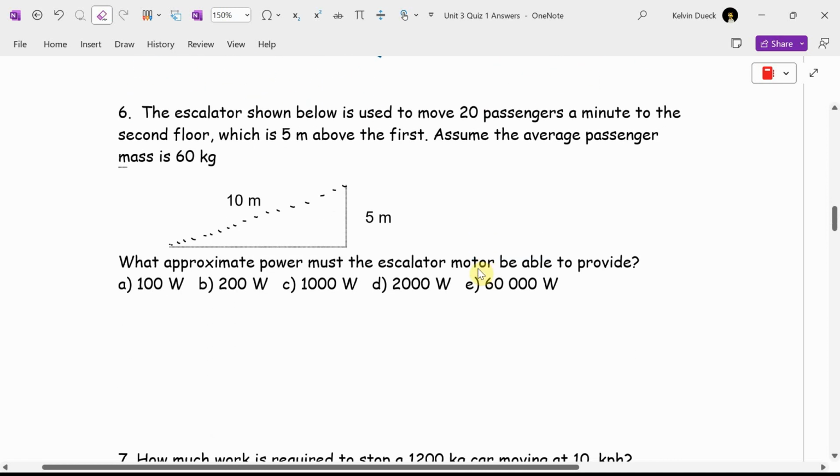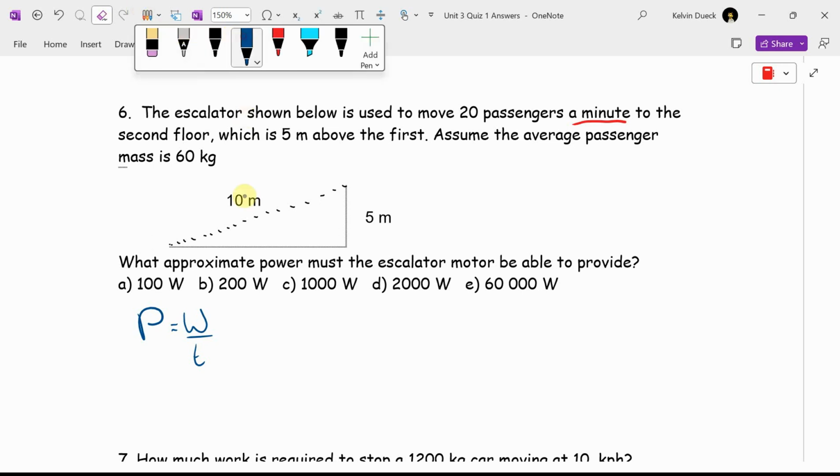The escalator is shown below is used to move 20 passengers a minute to the second floor, which is 5 meters above the first. Assume the average passenger is 60 kilograms. What power must the escalator provide? So power is work over time. Now it's also force times speed. Do you see a speed in this question anywhere? I don't. There is a time, Sean, I was a bit sneaky. There's the time. Yes, time is 60 seconds.